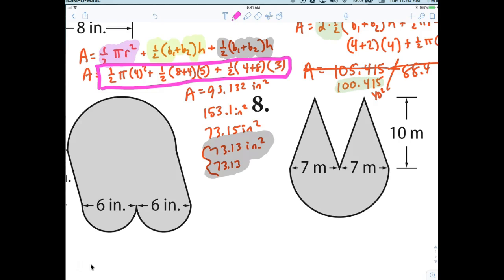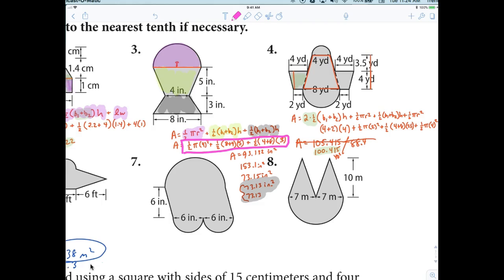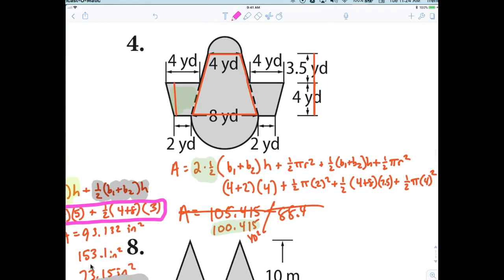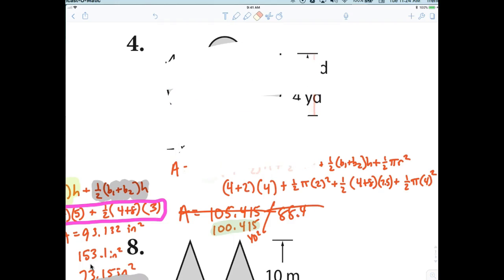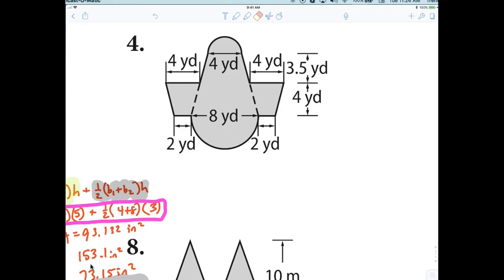All right. So now what I want to do is, number 4 was kind of obnoxious. So I want everybody to take a look at number 4, please. Did anybody get 100.415? That was hard. All right, so let me do this. I want everybody to erase what you have for question number 4. I'm going to work this one with you.